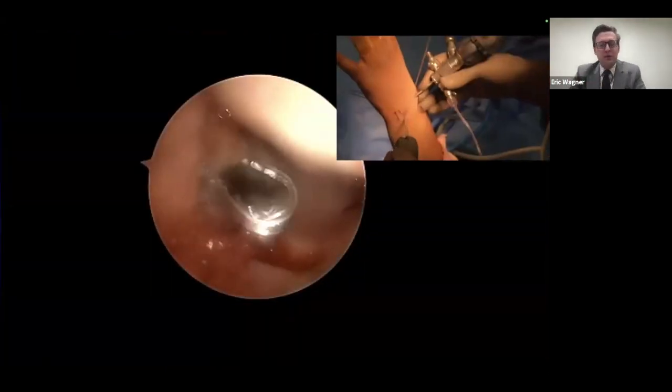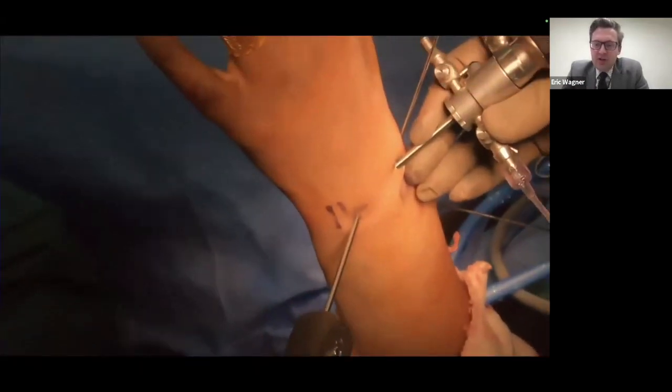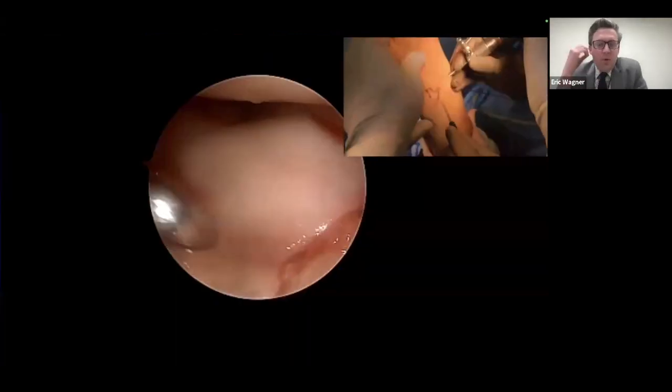6R is my working portal to clean out the joint. This sort of IV tubing can help flush some of the hematoma out, especially if it's an acute fracture, and allows me to get a much better visualization of the actual joint itself, and allows me to start seeing some of the actual fracture characteristics.